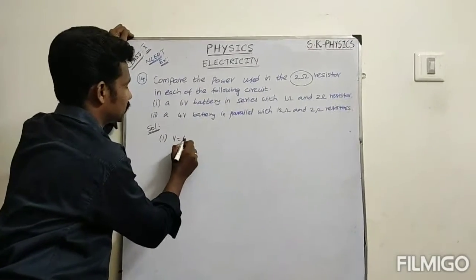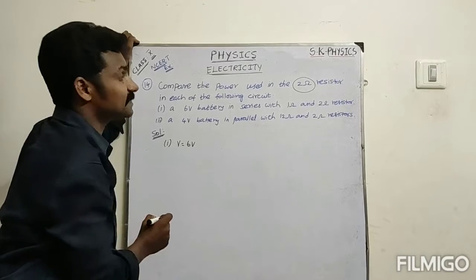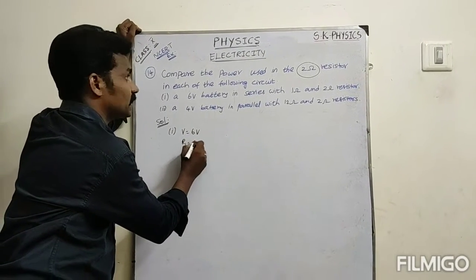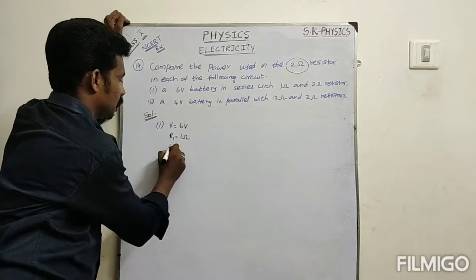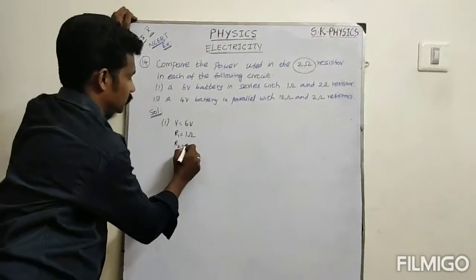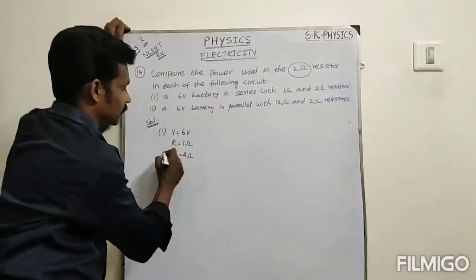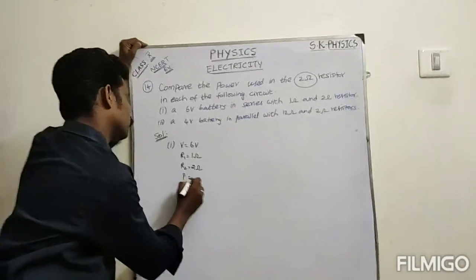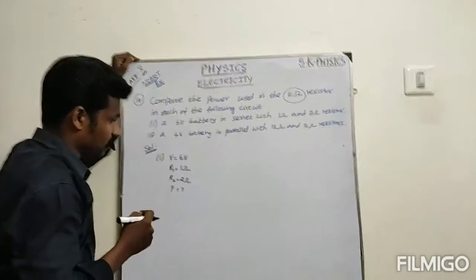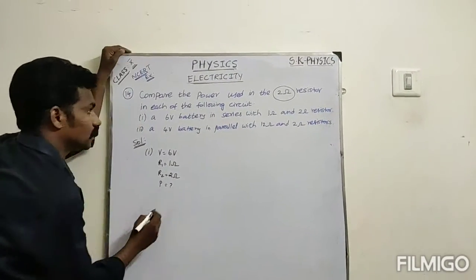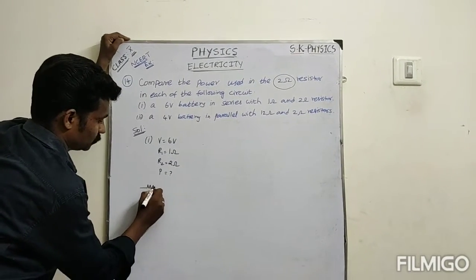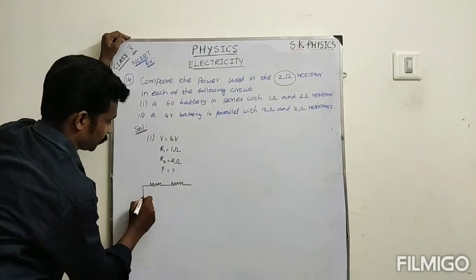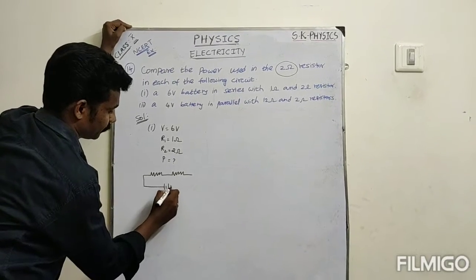See the first question, a 6 volt battery. So the battery voltage is given as 6 volts, in series with 1 ohm and 2 ohm resistors. So R1 is 1 ohm, R2 is 2 ohm. It is in series connection. Okay, so now in the circuit we are going to calculate the power. So please listen. Now R1 and R2 are in series connection with this battery V.